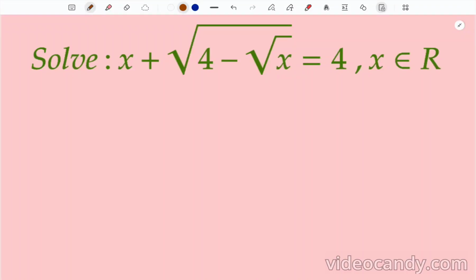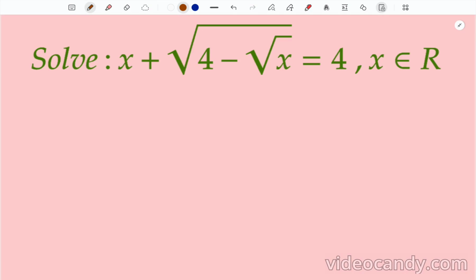Hello everyone. Today I am going to explain a new method of solving square root equations. The method will blow your mind. Definitely you are going to be excited to see this method. Without loss of time, let us get started.